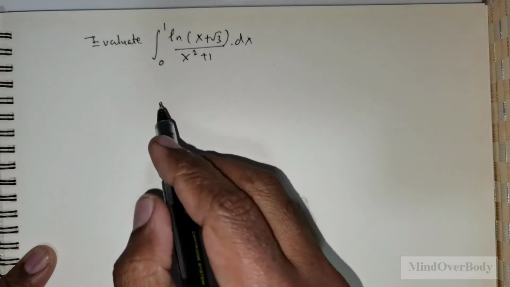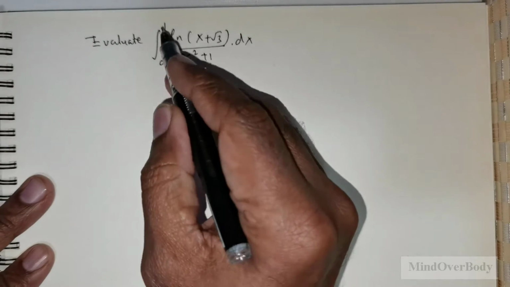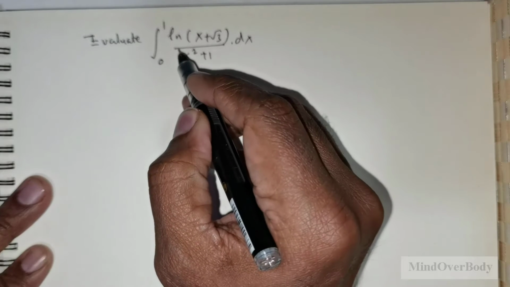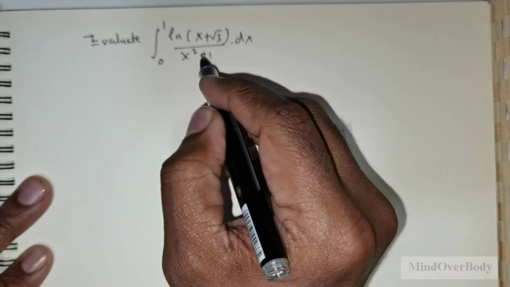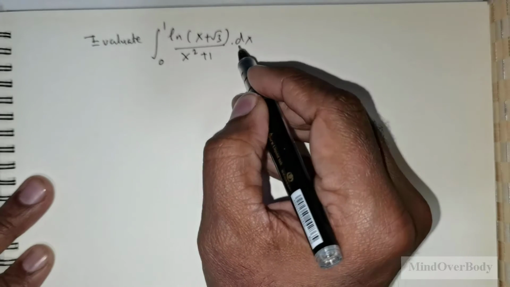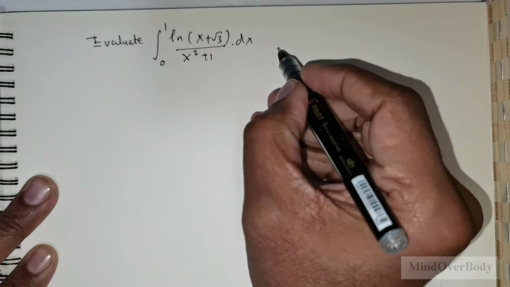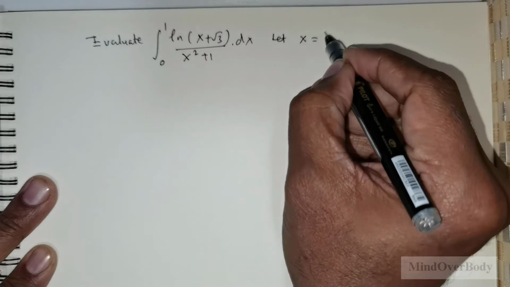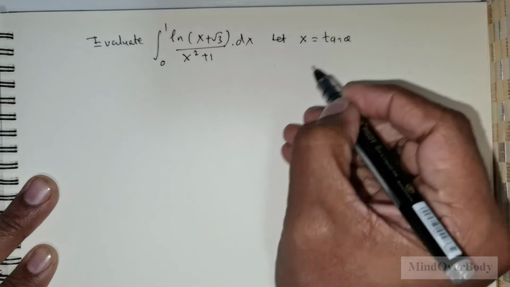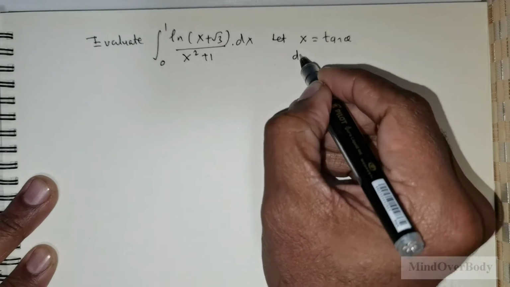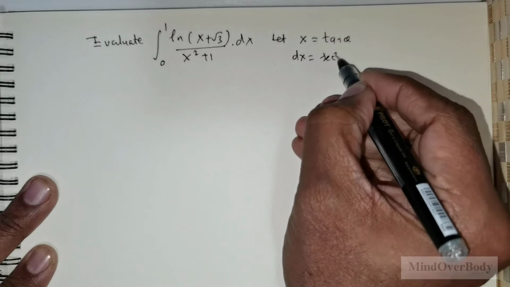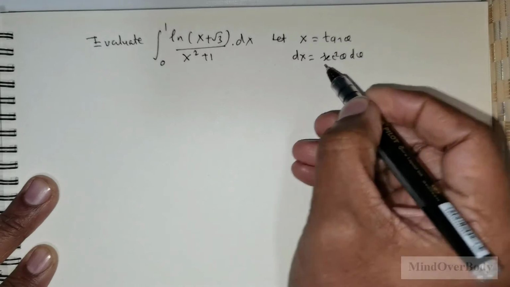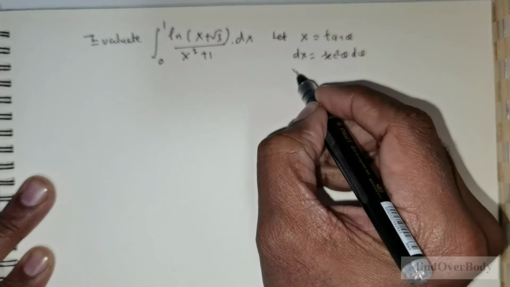Students, today we will be learning how to integrate the integral from 0 to 1 of ln of (x + root 3) divided by (x squared + 1) times dx. So foremost, I'm going to take x to be equal to tan theta. The differential of x would give me secant squared theta d theta. Now the limits will also get altered.